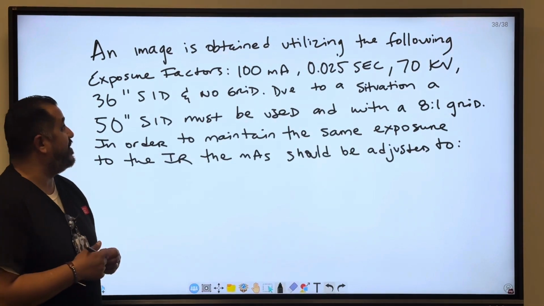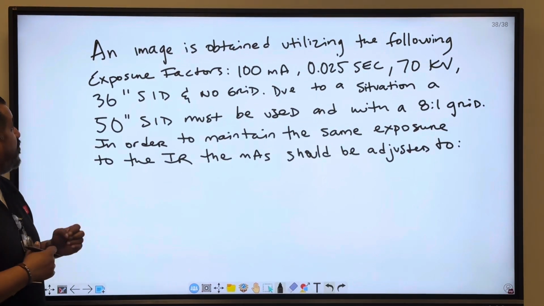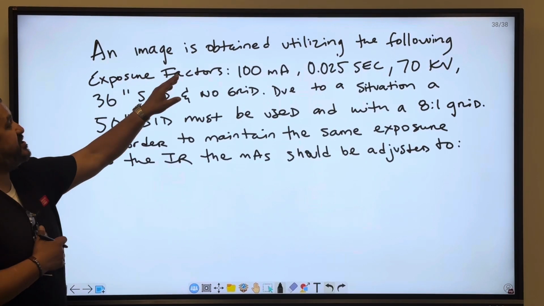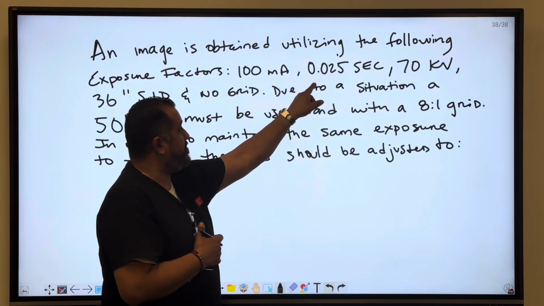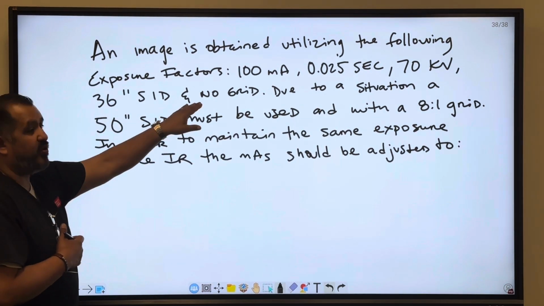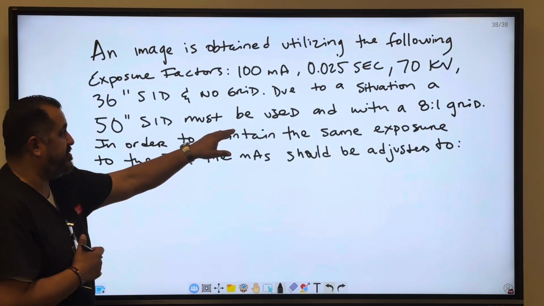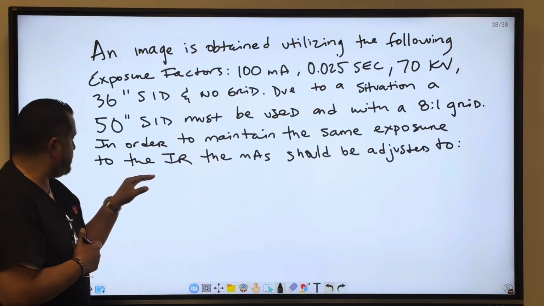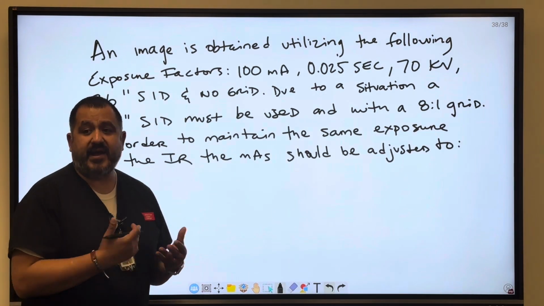And this time we have a lengthy multiple exposure factor problem that we're going to go over. So I wrote it on the board here, and I took it down off the sheet that we have. It says, an image is obtained utilizing the following exposure factors: 100 mA, 0.025 second, 70 kV, 36-inch SID, and no grid. It says, due to a situation, a 50-inch SID must be used and with an 8:1 grid. In order to maintain the same exposure to the IR, the mAs should be adjusted too. So obviously we have to figure out a new mAs, correct?